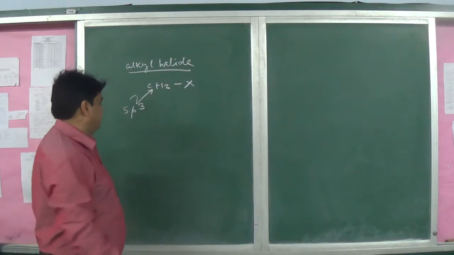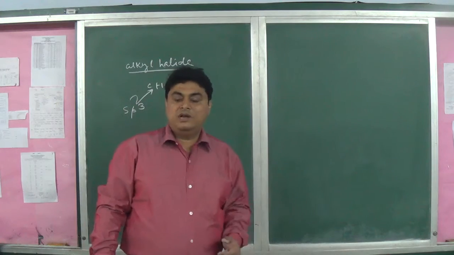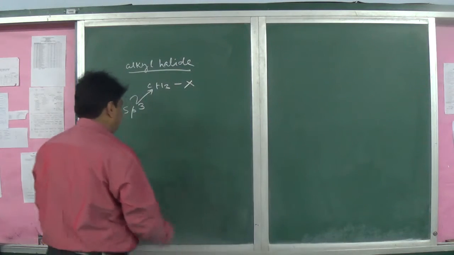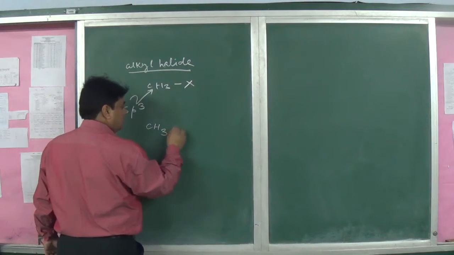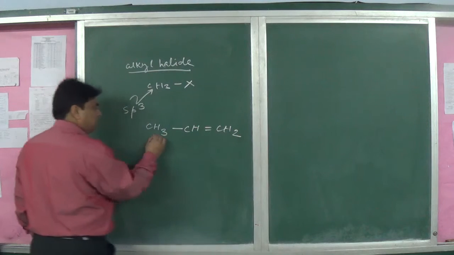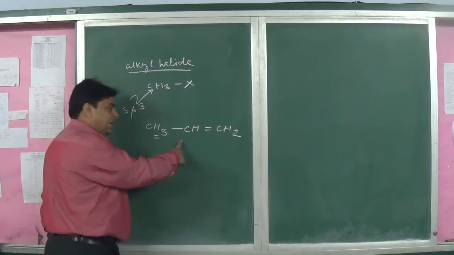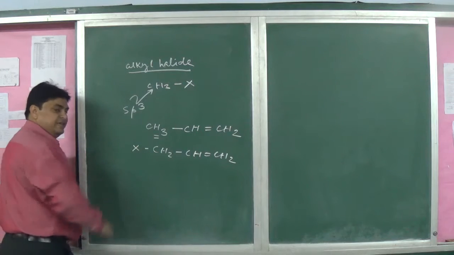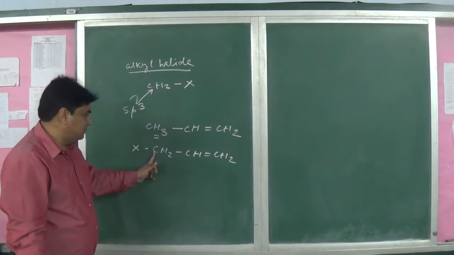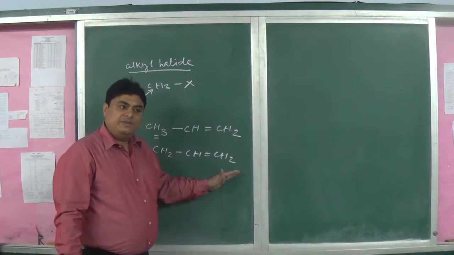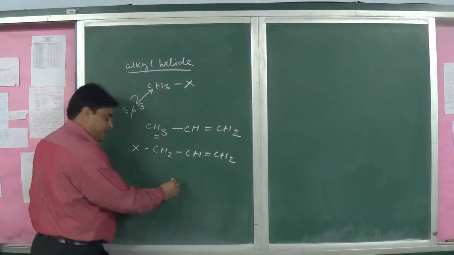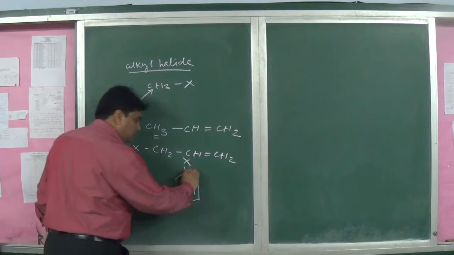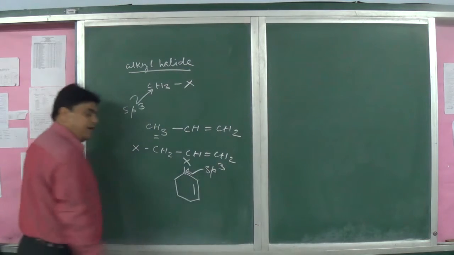Similarly, for the allylic derivative, the allylic radical is obtained from removal of one H atom from propene, where the H atom removed is from the sp3 hybrid carbon. If this hydrogen is removed, then we will have the allyl radical, which is this. This carbon is also sp3 hybridized. This allylic radical can also be represented in a cyclic form, in a cyclo derivative. This one is an sp3 hybrid carbon.